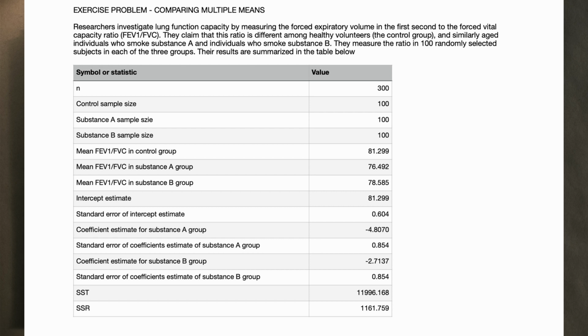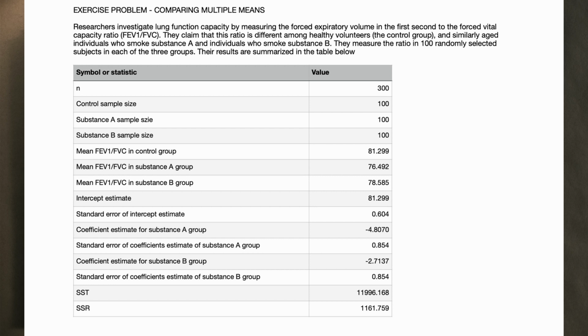So they measure the ratio in 100 randomly selected subjects in each of the three groups. So we're going to have 300 subjects, 100 in each of these groups. And so you can imagine a spreadsheet with 300 rows of data, and with two columns, one with our numerical variable, one with our categorical variable. And so the results are summarized in the table below. We see a total number of subjects of 300, 100 in each group.